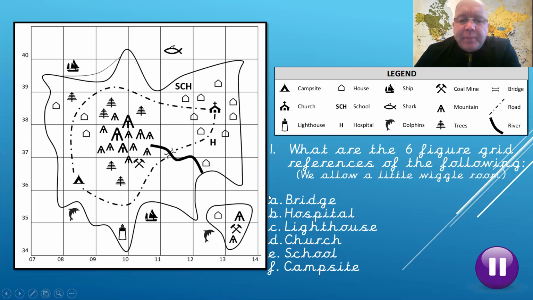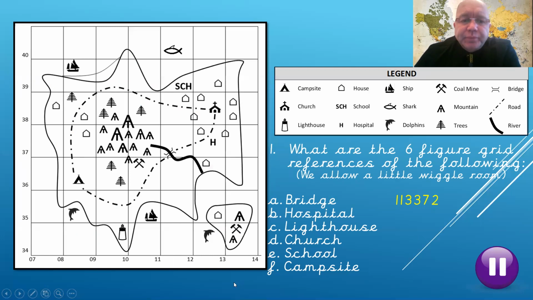Right, let's see if you agree with me. The bridge, well, it's in square 1137, but how far into 11? Well, I've gone 11.3, so that's about 3. And then 37, it's just a little way up to 37.2. So 113372. If you've gone 11.2 or 11.4, I would give you that. And if you've gone 371 or 373, I'd give you that. So if you're one either side of those two numbers, then I think you've done a pretty good job.